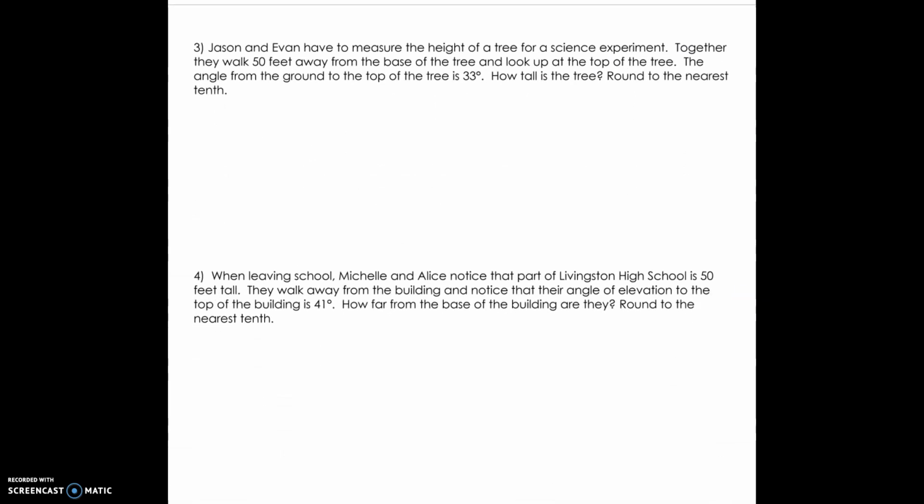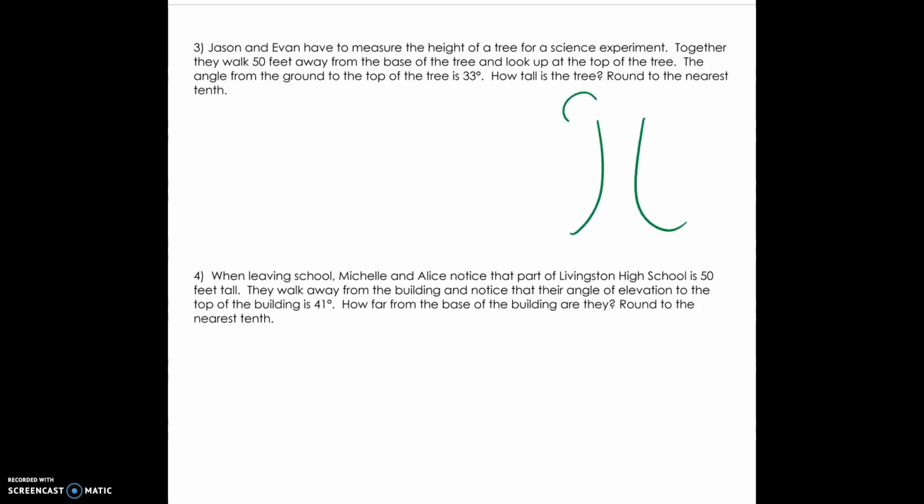For number 3, Jason and Evan have to measure the height of a tree for a science experiment. Together, they walk 50 feet away from the base of the tree and look up at the top of the tree. The angle from the ground to the top of the tree is 33 degrees. How tall is the tree?